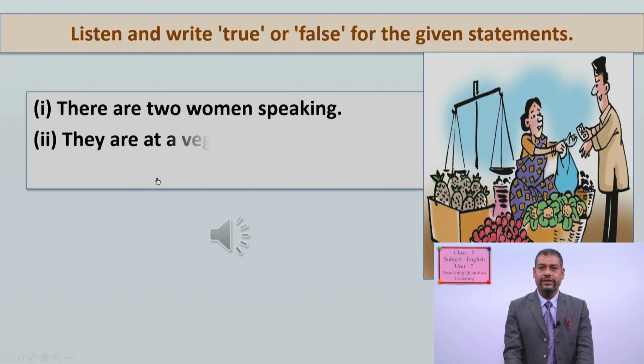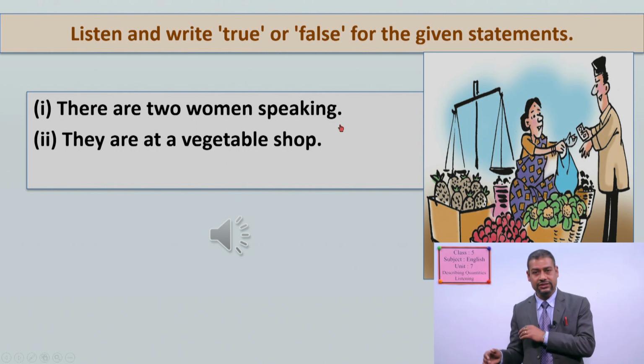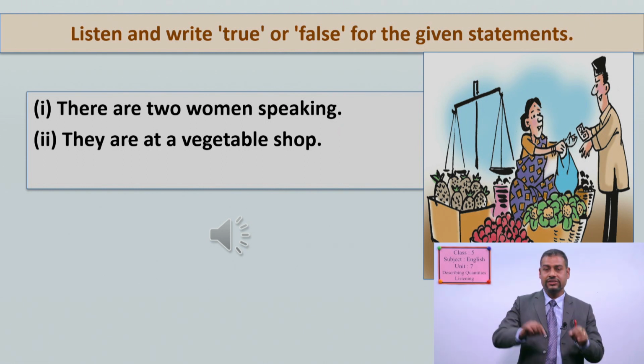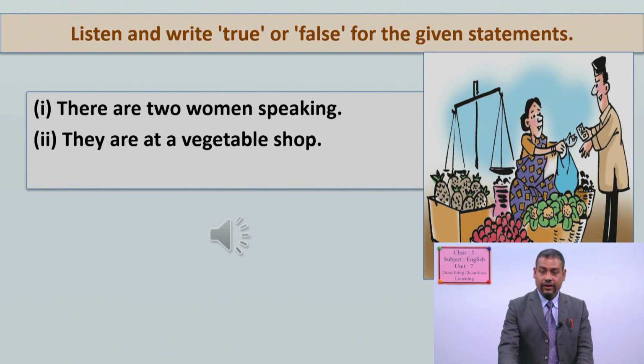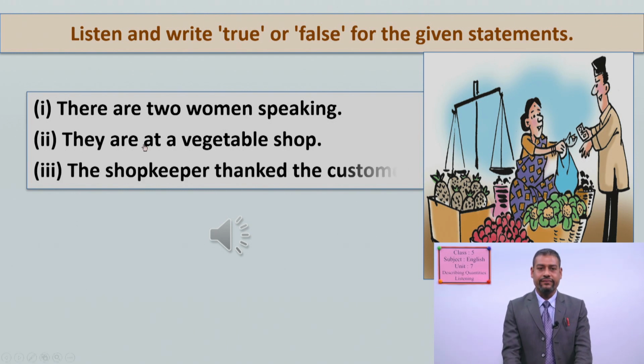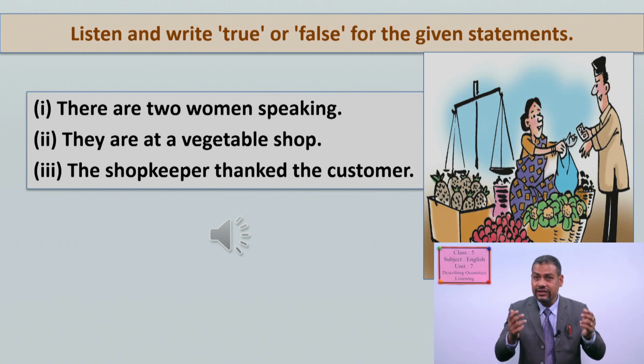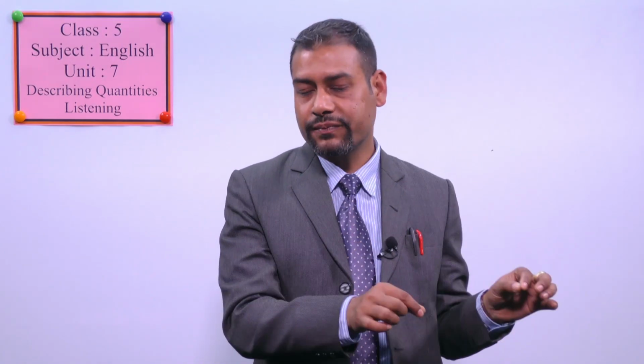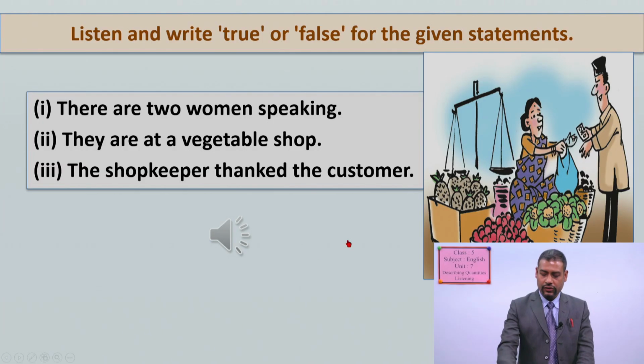Another statement we have is, they are at a vegetable shop. You have to find out whether they are at a vegetable shop or fruit shop or somewhere else. One more statement we have is, the shopkeeper thanked the customer. In the audio, you have to listen very carefully. Then only you can find whether the shopkeeper thanked the customer or not. These are the statements you have to do.